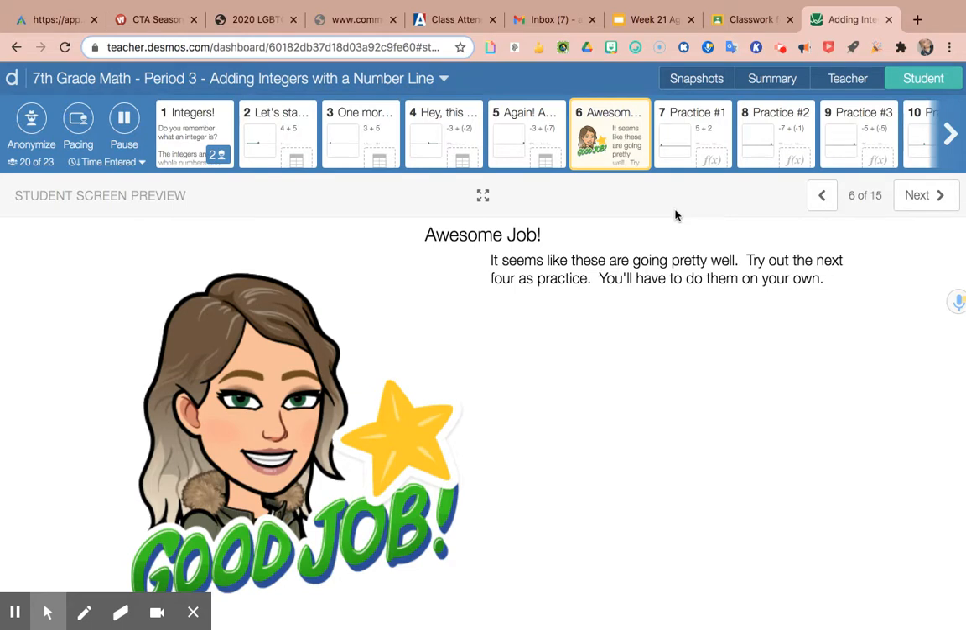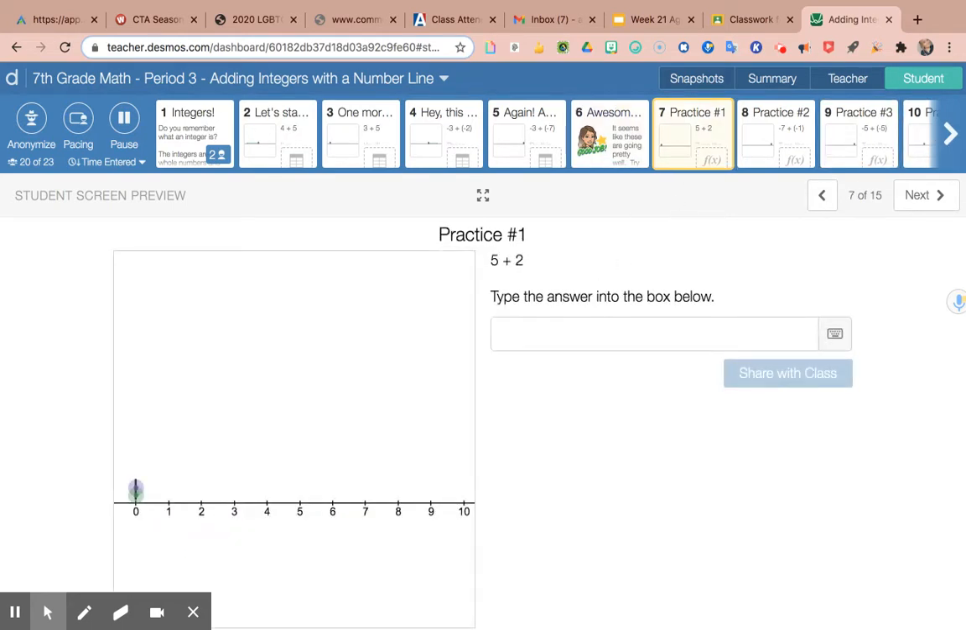All right, number 6 is just awesome job, keep it up. Number 7, you're gonna keep practicing. So you're gonna move the green dot 5, and this is positive, so to the right. And you'll have to move the purple dot. And then the plus means it start where you left off. The plus means start where you left off, 2 more. So 2 more to the right.